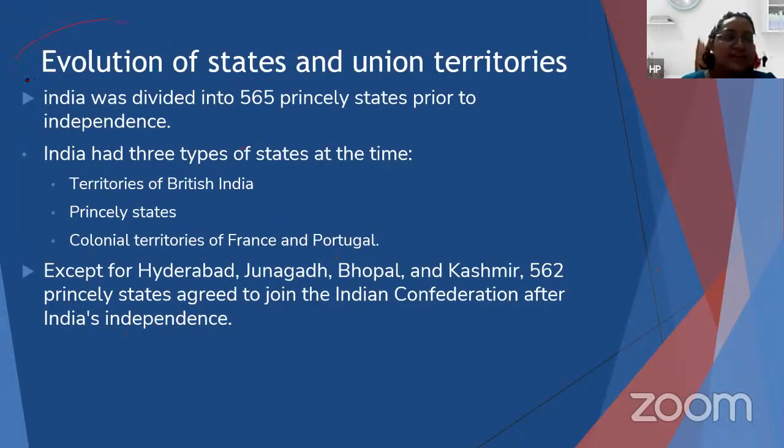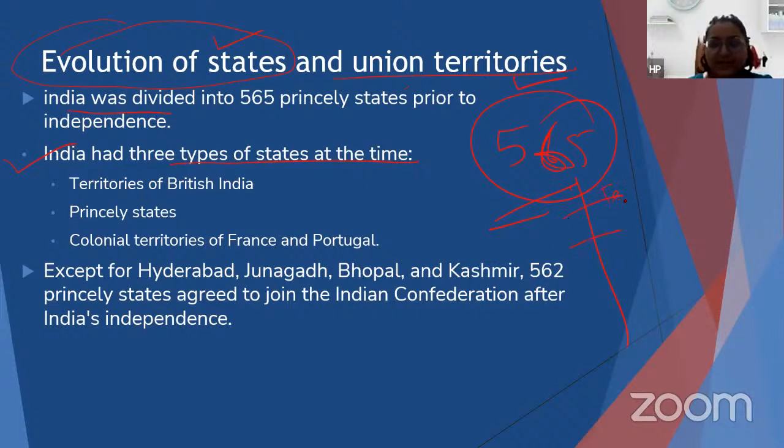So today we will discuss the evolution of our states and the union territories. We know that when India was divided, there were 565 princely states prior to independence. Before independence, there were 565 princely states, and India had 3 types of states.